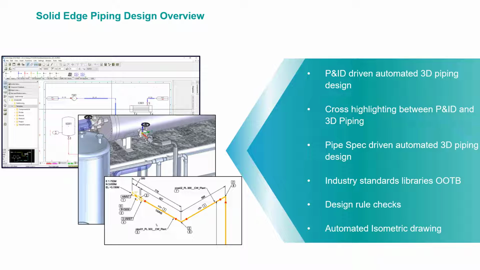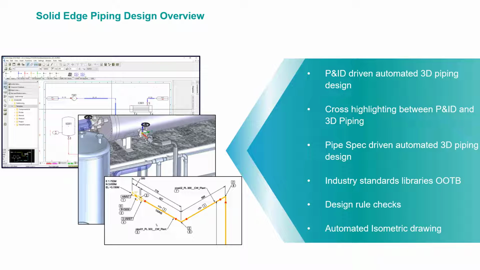The solution also supports independently built piping assemblies based on a 3D sketch. Piping specifications with thousands of standard part libraries are provided out of the box, and built-in design rule checks validate the piping design to selected industry or company standard. Most importantly, it also has a solution for isometric drawing generation, which is quick, easy and highly automated.